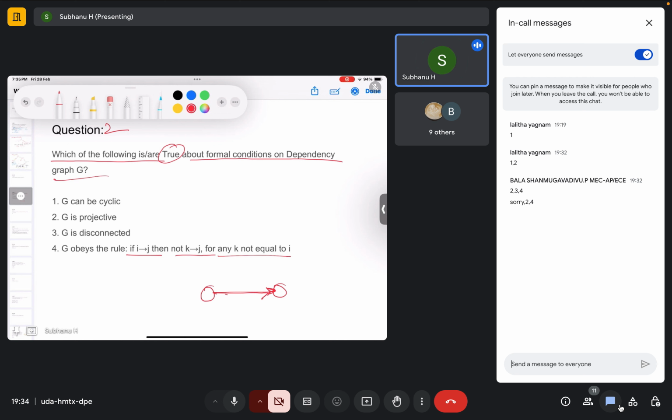Now, what are the labeled graphs? Nodes are labeled with word forms, and the edges are labeled with the dependency type. So this is the dependency graph. The node has the word form and the edge has the dependency type. So every node will have a label, and every edge will also have a label. Fine. Now, we know the notation.